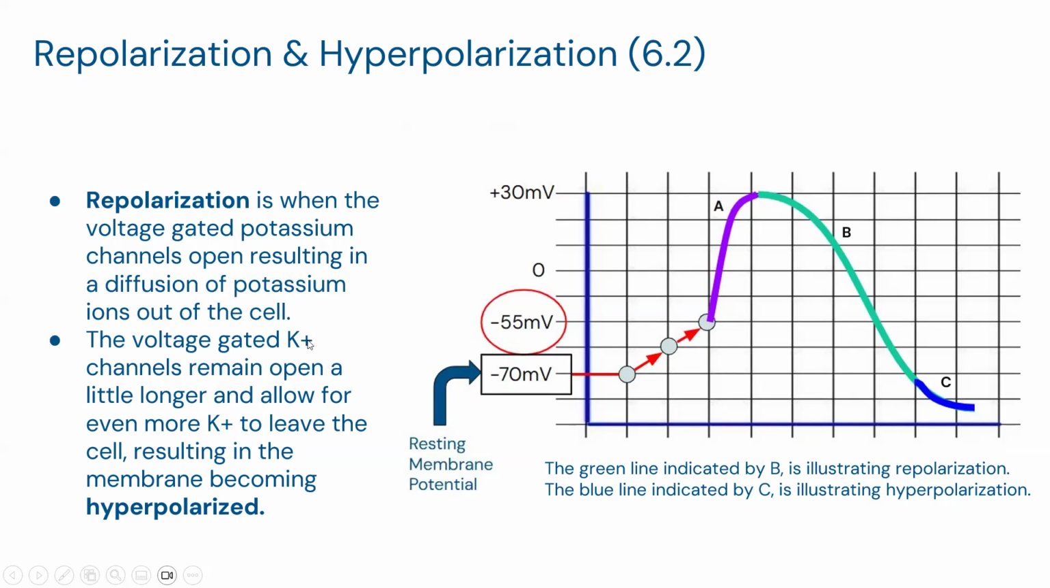Our voltage gated potassium channels stay open a bit longer than they need to, and so we actually get part C of our graph, which we call hyperpolarization, meaning we actually become more negative than our resting membrane potential. We'll talk about this a bit more with our refractory period, but we do that so that we prevent sending too many signals too quickly.